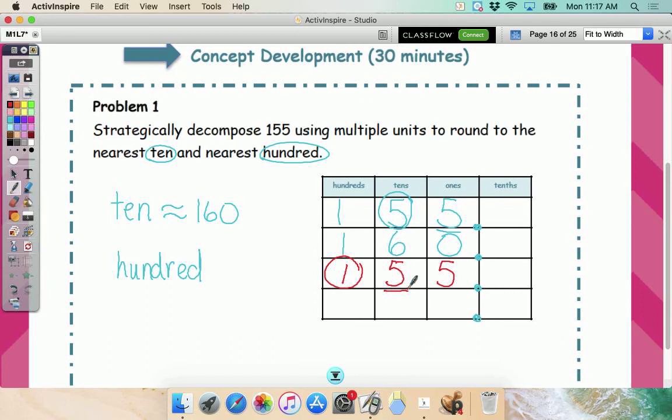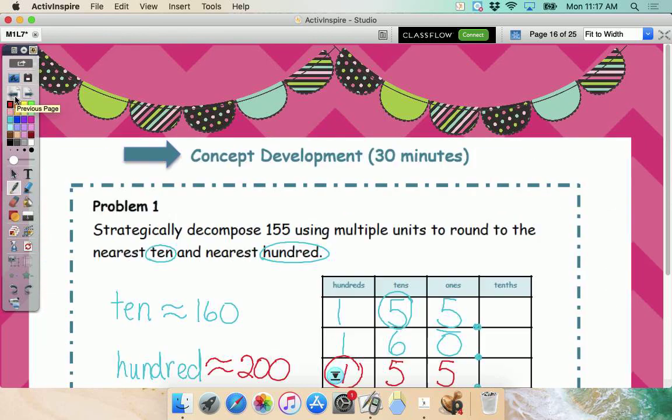We've got a 5 here. Does that mean stay the same or add 1? Add 1. So I'm going to add 1 to the number in the circle, so that will be a 2. Now flex your muscles like a hero. Digits to the right change to 0. So the nearest 100, what's the answer? 200. Okay, let's keep going.